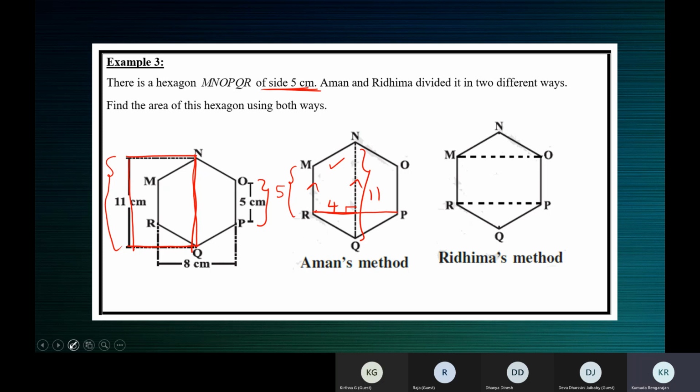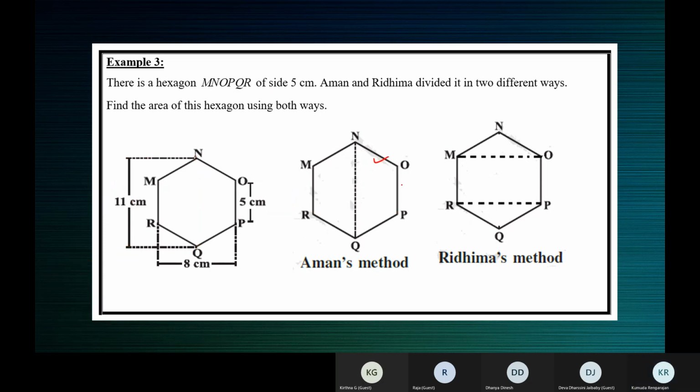What about the other trapezium? These are the parallel sides, and this will be the distance between the parallel sides. How much is OP? 5 centimeters, ma'am. NQ? 11 centimeters, ma'am. And the distance between the parallel sides? 4 centimeters. So it's the same, right? Yes, ma'am. So using the formula half h into (a + b), we'll find the area of one trapezium. The same will be the area of the other trapezium. Add both to get the area of the hexagon.